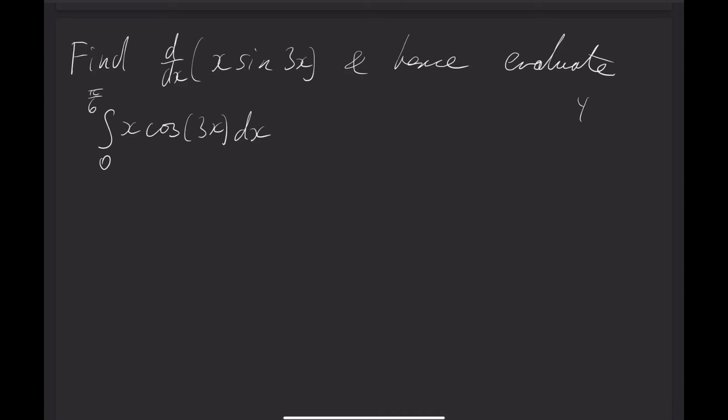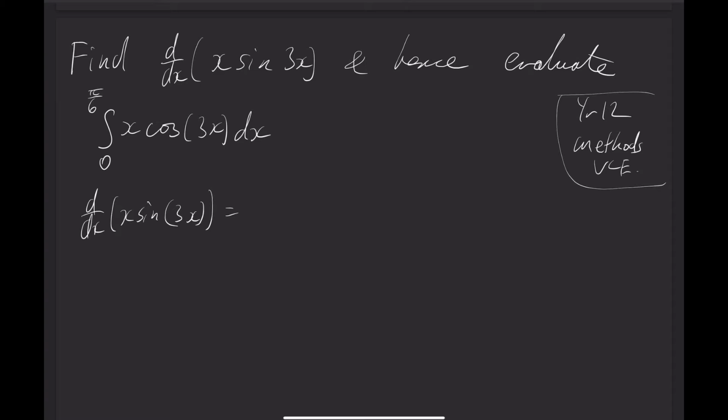So this is a Year 12 Methods VCE question. All right, so the first thing we need to do is find d/dx of x sine 3x. We're going to use the product rule for this because we've got a product of x and sine 3x. So let's let u equal x. Let's let v equal sine 3x.